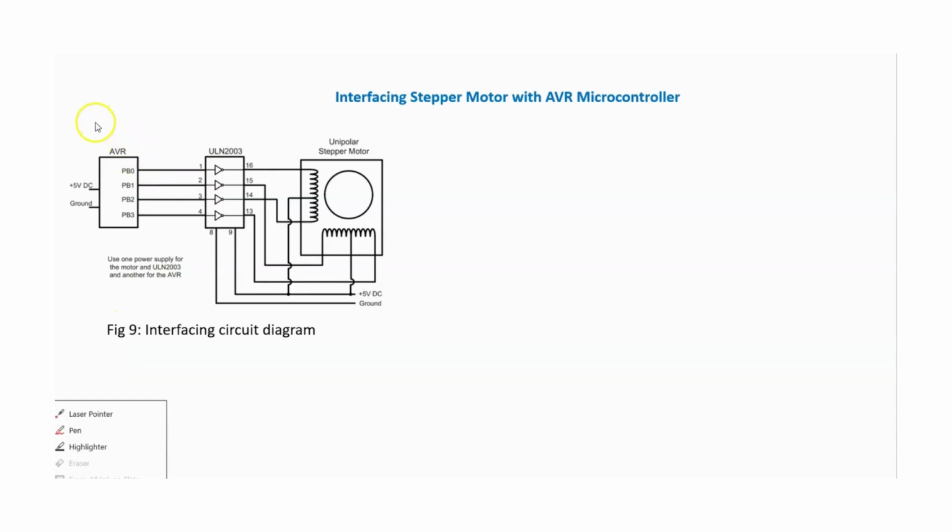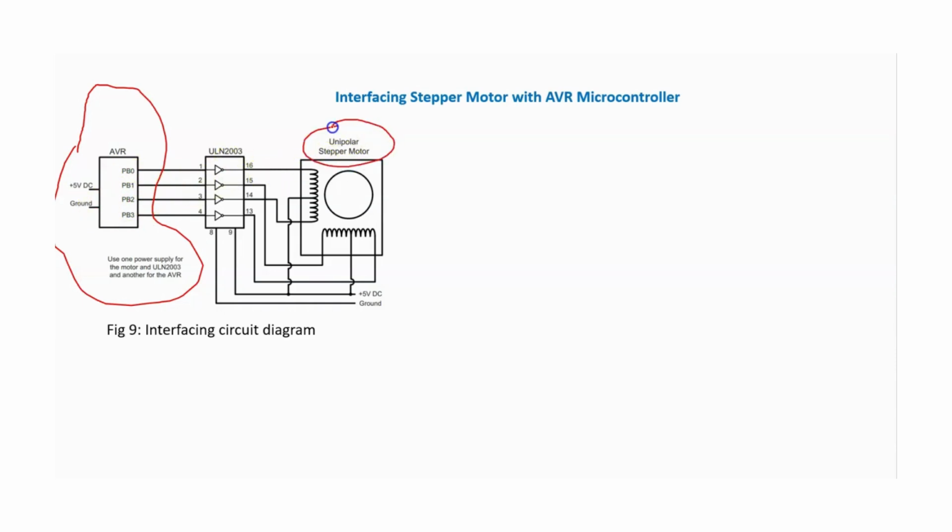So here is the circuit diagram which is used for the rotation of stepper motor. Here we can see the AVR microcontroller. There are four pins being used, PB0, 1, 2, and 3, which are four pins of port B. And this is a unipolar stepper motor, one of three types we discussed. And remember that a unipolar stepper motor has six leads.